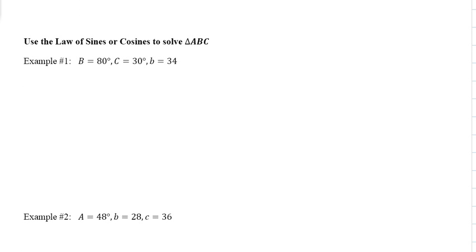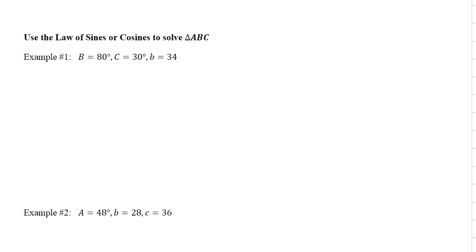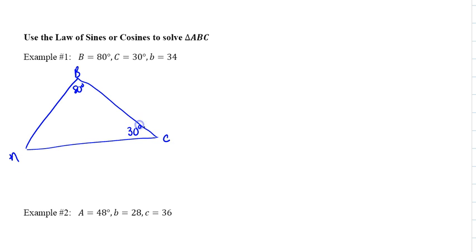So here's example 1. I've got a triangle, and I'm going to draw it, and it looks like my obtuse angle is 80 degrees, so that'll be B. And let's go AC, where C is 30 degrees, and then B is 34, so opposite B. So then I've got A and C left to find in my triangle. Here's how I like to think about it.